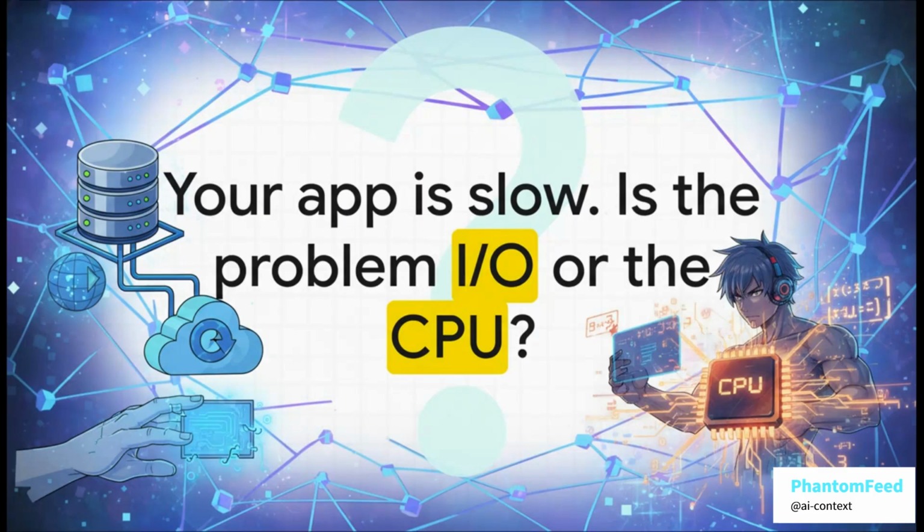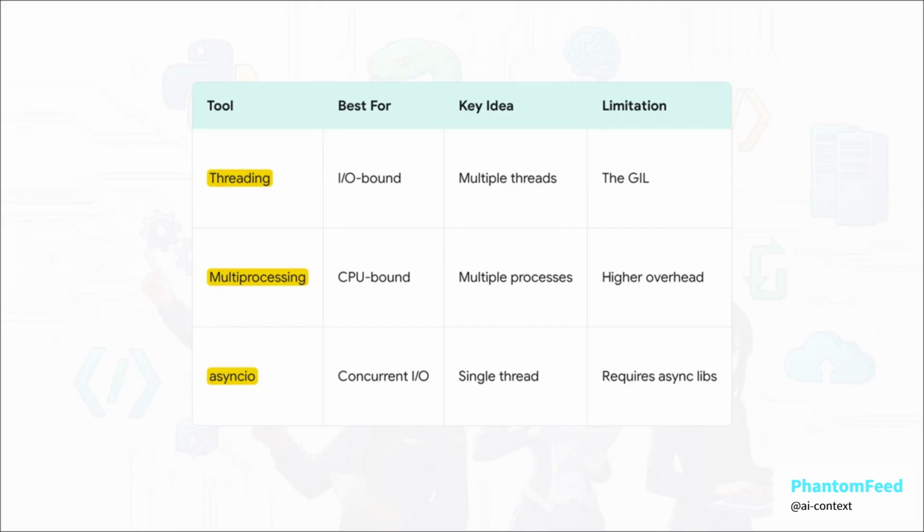So, your app is slow. Your first instinct might be to just start changing code randomly. Don't do that. Before you do anything, you have to answer one critical question. Is your code slow because it's just sitting around waiting for something, like a response from an API or reading a big file from a disk? That's called I/O bound. Or is it slow because it's doing really intense math or data processing? That's CPU bound. Your answer to this one question changes everything. And here's why.